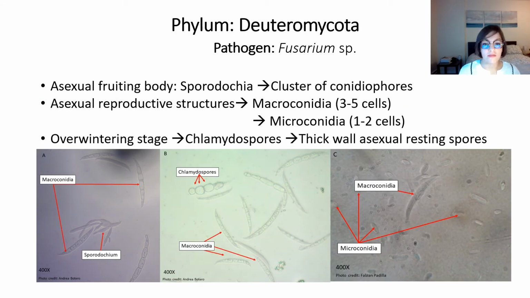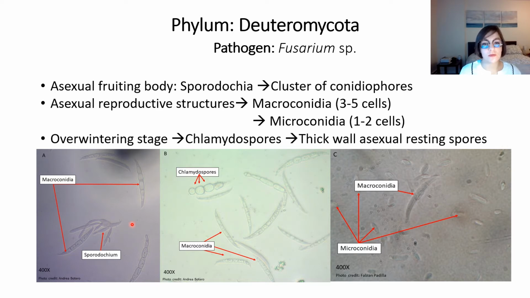Fusarium has different reproductive structures, and its asexual fruiting bodies are sporodochia, which are clusters of conidiophores. This is one sporodochium right here, and it has kind of a hand shape.